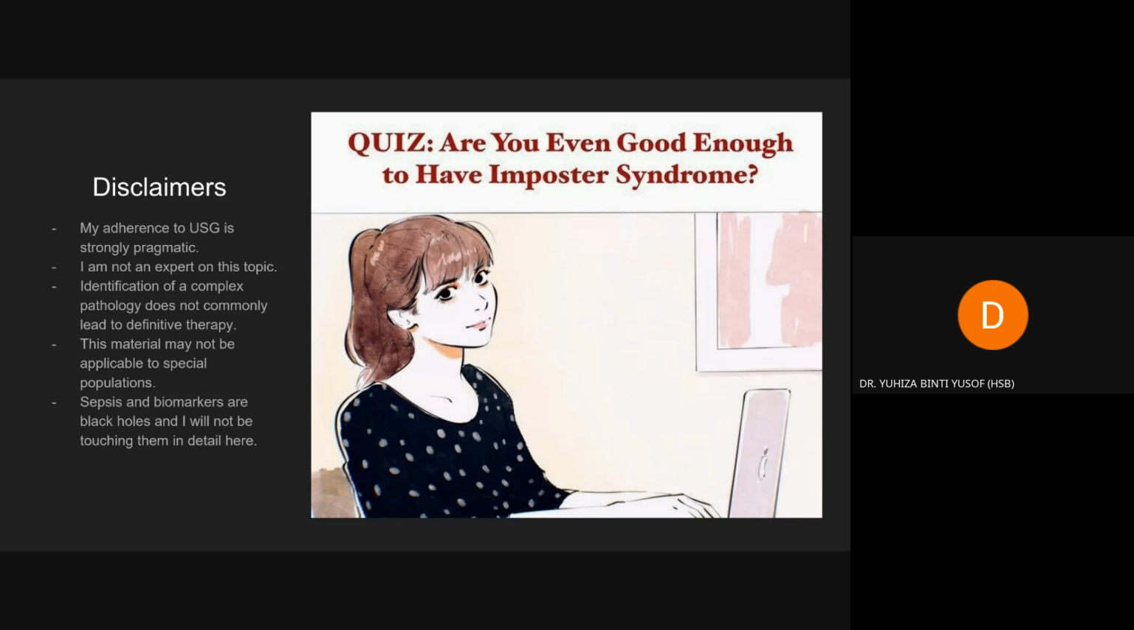I also will not be touching much on sepsis, because sepsis and the related biomarkers, I think, deserves a topic on its own. Kalau I include it here, it's going to be 4 hours, 3 hours before we can even settle to sepsis 3.0. By the way, what's our stance on sepsis 3.0 at set time?